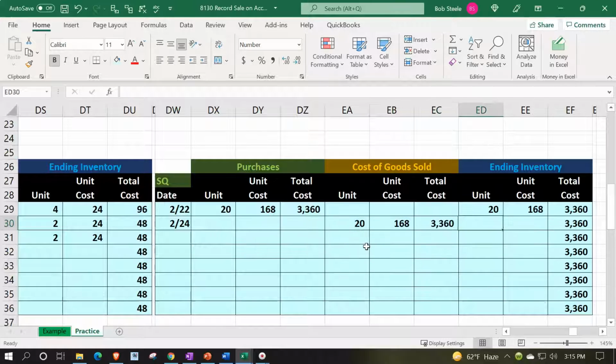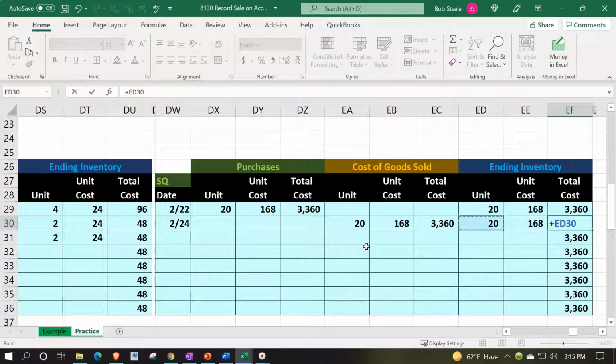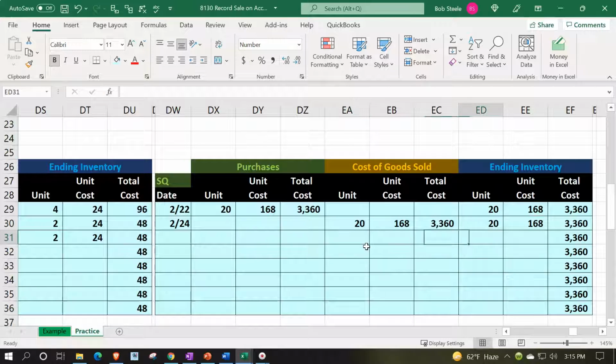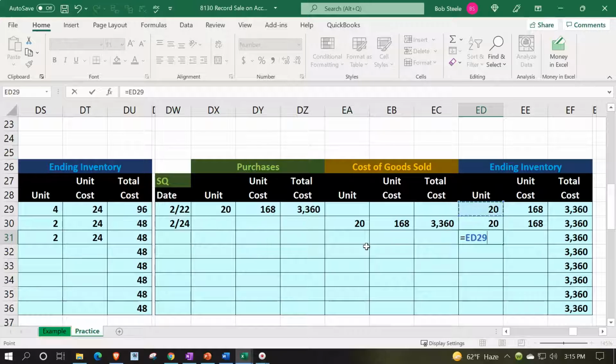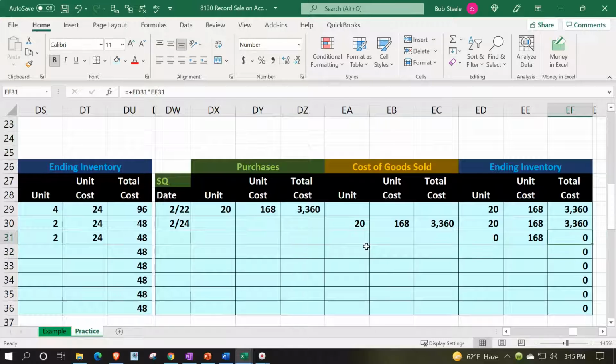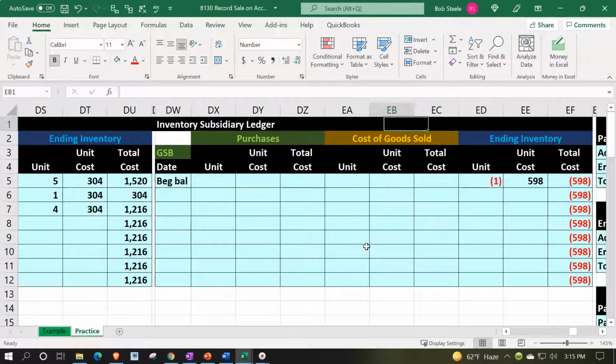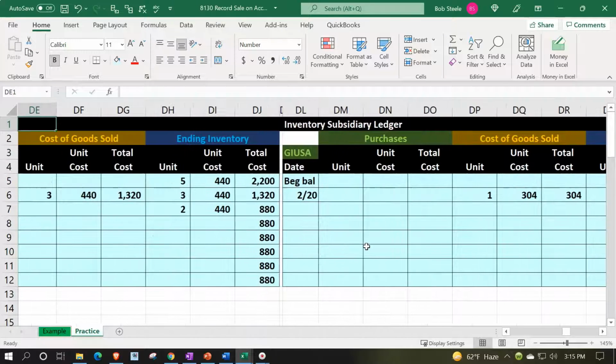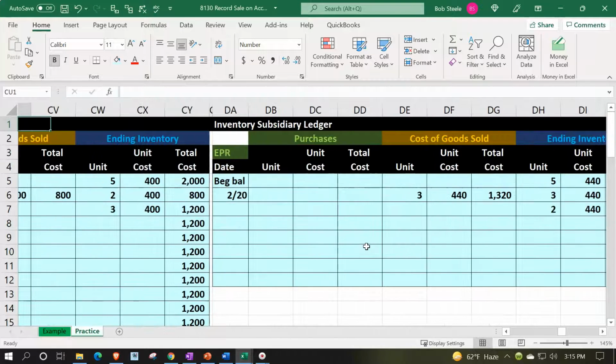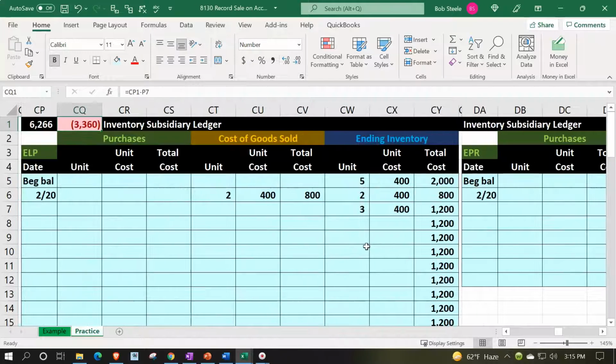20 times 168 is the 3,360, pulling that to the outer column for the inventory. That means inventory is going to go back down to 0 because we had 20 units that we purchased specifically for this customer that we're now selling at 168, bringing the balance down to 0. That puts us out of balance up top on the general ledger compared to the subledger, or the trial balance compared to the subledger, same thing.